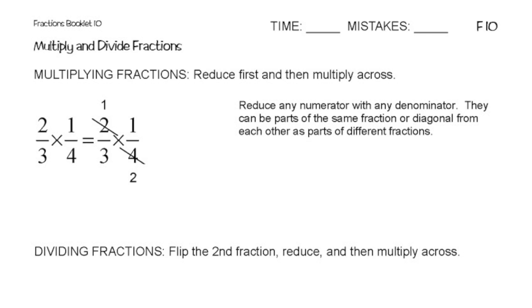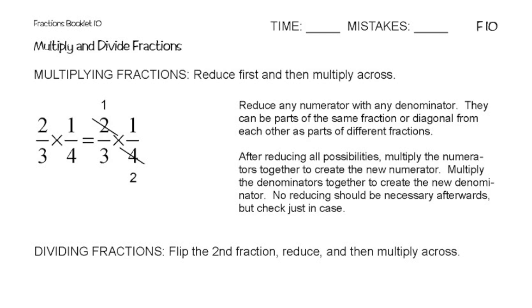Twice. So now that we've reduced all the possibilities, multiply the numerators together to create the new numerator. Multiply the denominators together to create the new denominator. And there should be no reducing afterwards, but just check in case you missed something. So my new numerator is going to be 1 times 1, and my new denominator is going to be 3 times 2, because we multiply those numbers that we have now, because we've simplified. So 1 times 1 gives me 1, 3 times 2 gives me 6. So 2/3 times 1/4 is equal to 1/6.